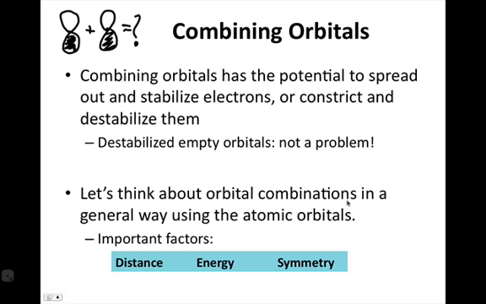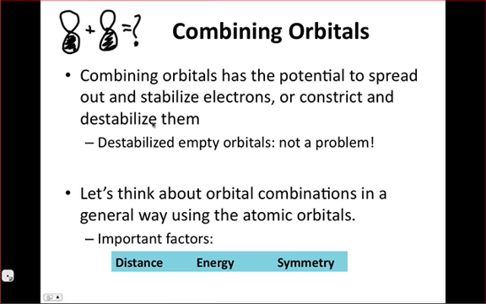Alright, so let's start with the basics. Combining orbitals. Well, the idea behind combining orbitals is that molecules want to spread their electron density out, right? The reason that forming bonds is a favorable process is because atoms want to spread their electrons out as far as possible in order to avoid electrostatic repulsion between the electrons in the atom. And that will stabilize electrons in those orbitals.